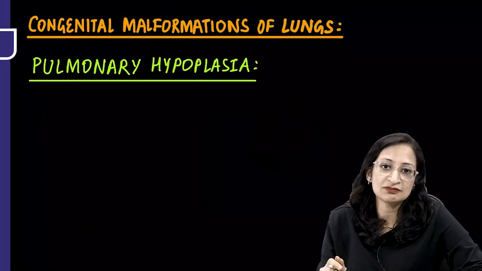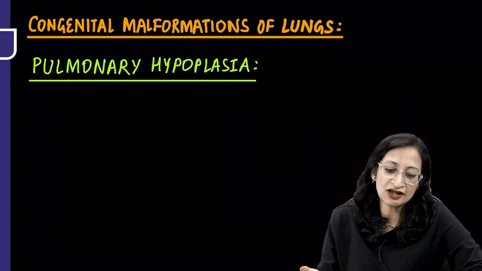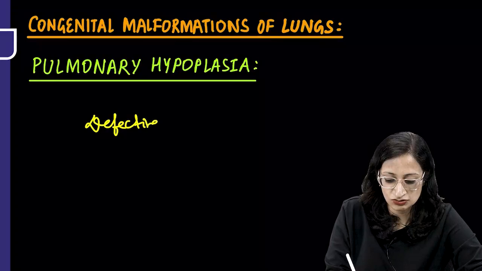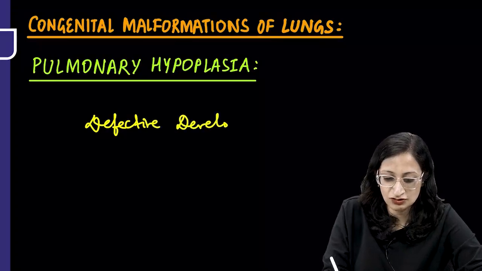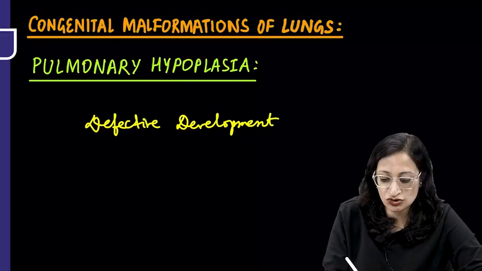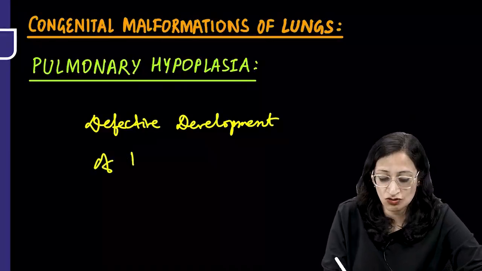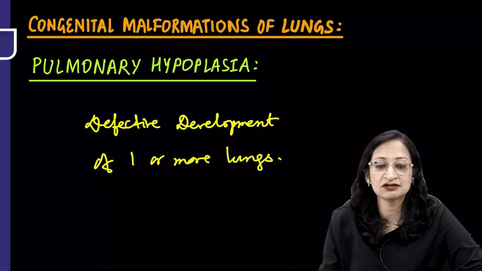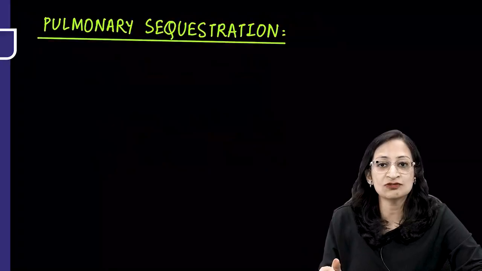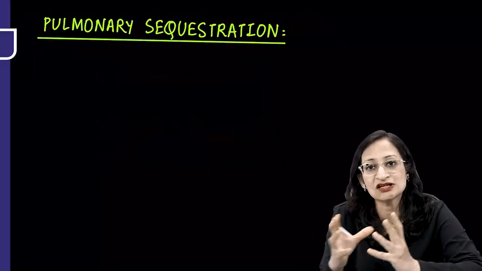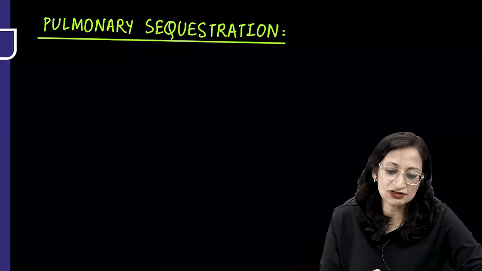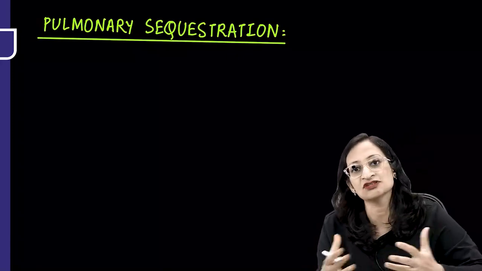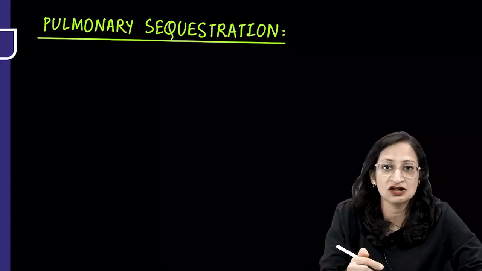Moving ahead to some congenital malformations of the lung. Pulmonary hypoplasia refers to defective development of one or more lungs, and of course it is a severe condition. What do you mean by pulmonary sequestration? Sequestration means one isolated area. Pulmonary sequestrations are discrete areas of lung tissue that lack any connection with the airway system. So they are those isolated areas in the lungs.